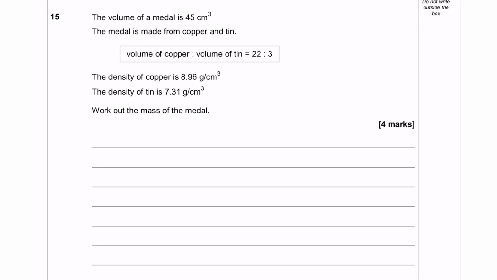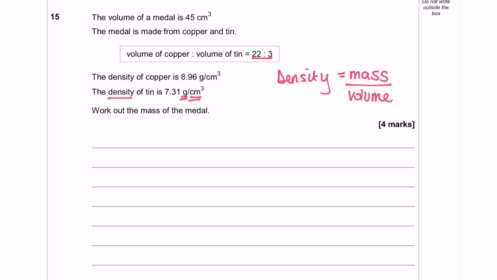Right, question 15. Okay, this one, I'm just glancing over it. I see density and I see some ratios. And I need to think about what my formula for density is in case I'm going to use it. But you know what? You don't need to learn it. Look at the units. Grams over centimetres cubed. What do we measure grams in? We measure mass in grams. And we measure volume in centimetres cubed. Okay. So we want to work out the mass of the metal. Right, so what do we know?